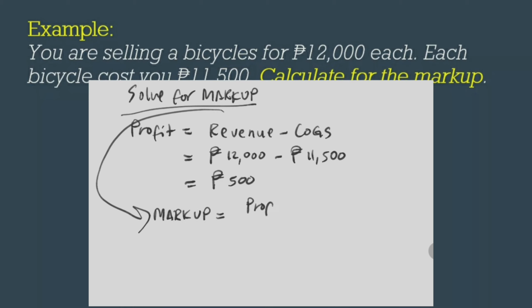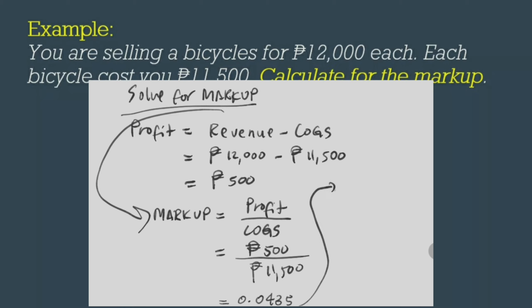Okay, so markup is equals to the profit divided by the COGS. So again, substitute the value of profit, which is equals to 500, and the COGS, which is 11,500. Dividing them, we got 0.0435. But you have to make this one into percentage. So you have to multiply 0.0435 by 100.